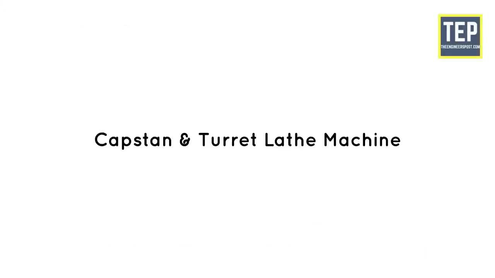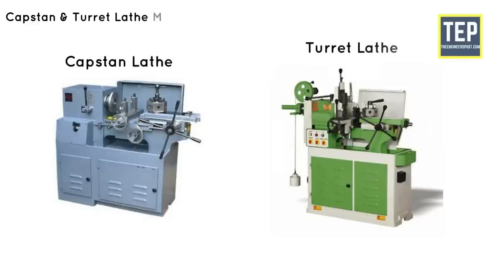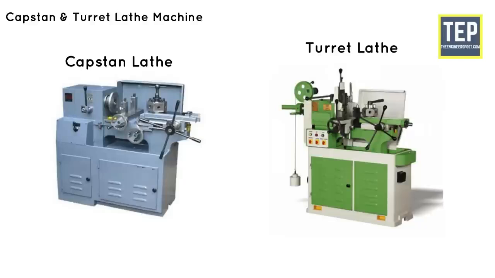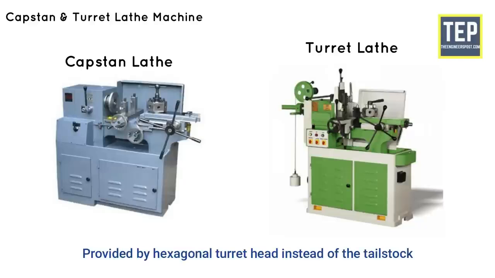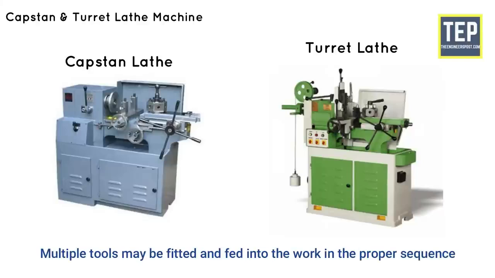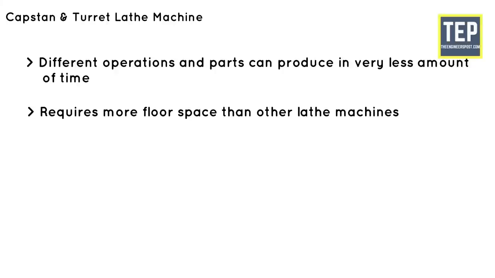Capstan lathe and turret lathe. Capstan lathe and turret lathe machines are used in production work. These lathe machines are a development of the engine lathe. These machines are provided with a hexagonal turret head instead of the tailstock. It also consists of 3 tool posts, where multiple tools may be fitted and fed into the work in the proper sequence. The main advantage is that different operations and parts can be produced in a very short amount of time. Capstan and turret lathes require more floor space than other lathe machines, and are used only for large jobs.